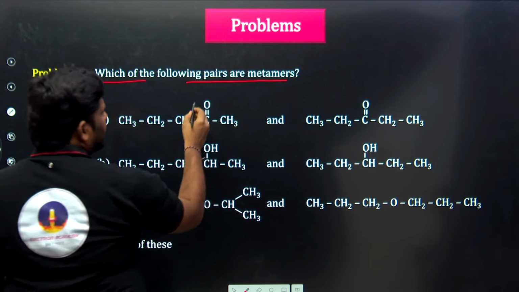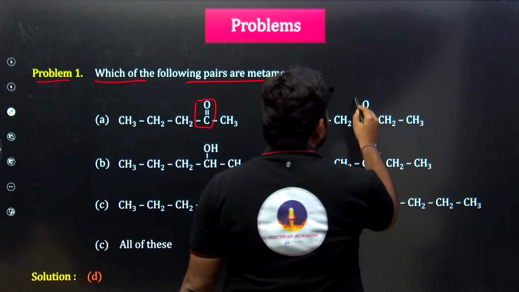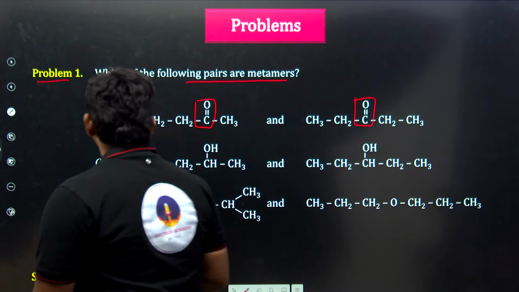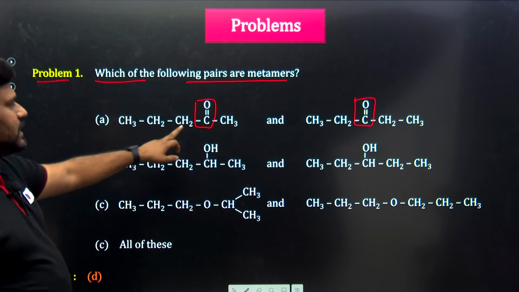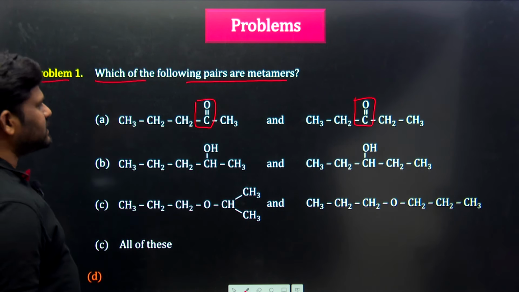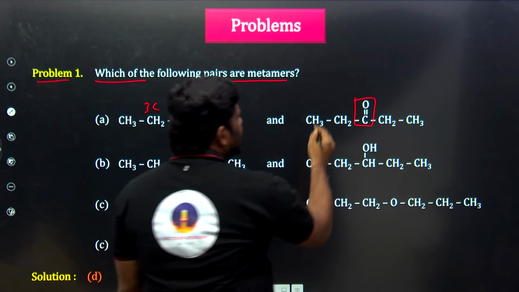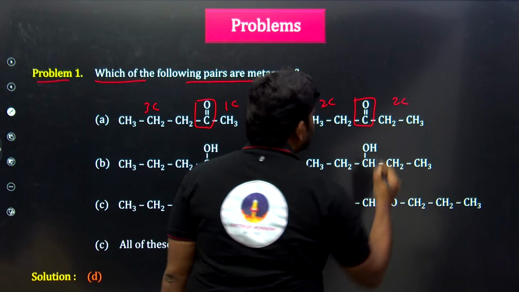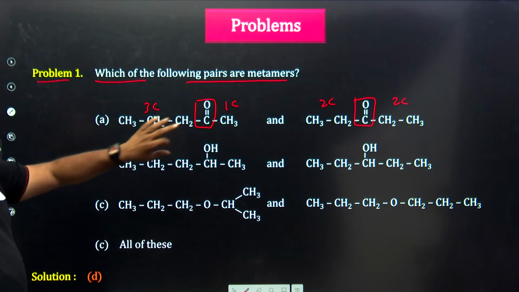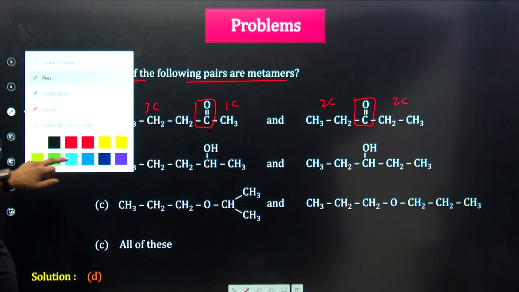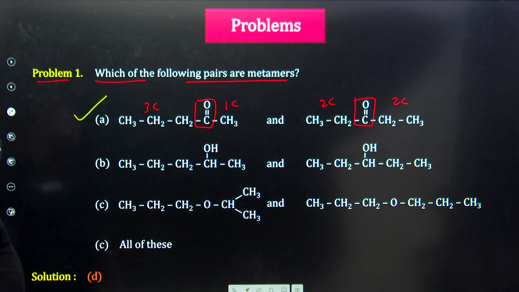Simple. For example, I am taking here a keto group. Ketones will exhibit metamerism. Good. So CH3 CH2 CH2 C double bond O CH3: left side 3 carbons we have, right side 1 carbon. Then left side 2 carbons, right side also 2 carbons. These have the same molecular formula, but the carbon skeleton is different around the functional group. These are called metamers. The first option is the metamer only.